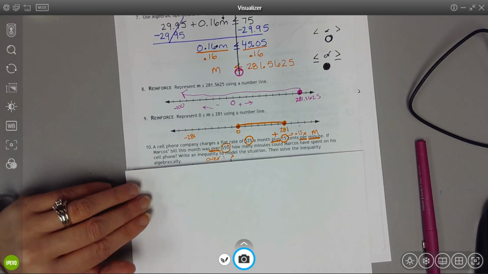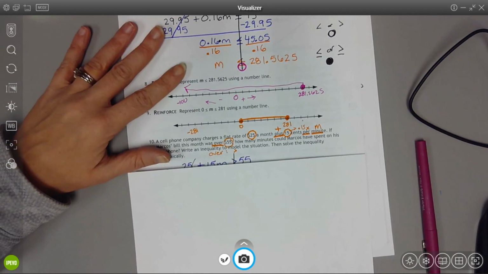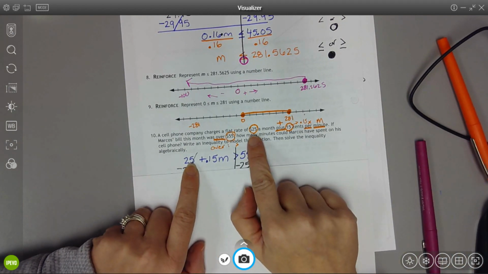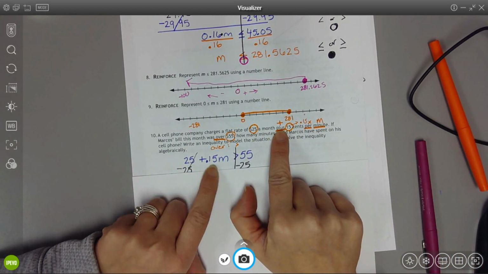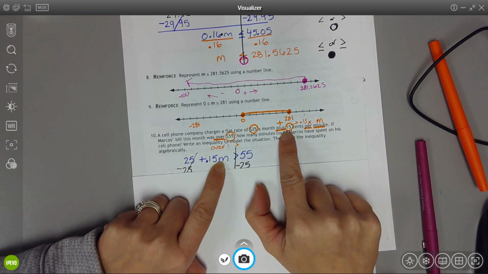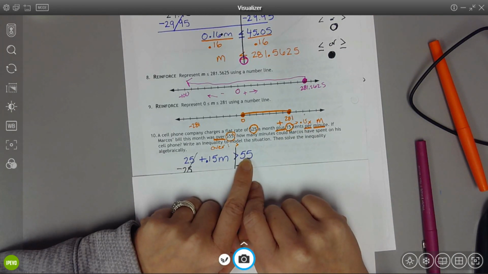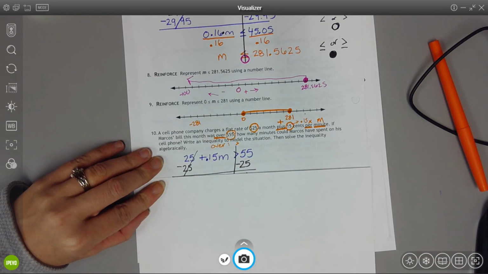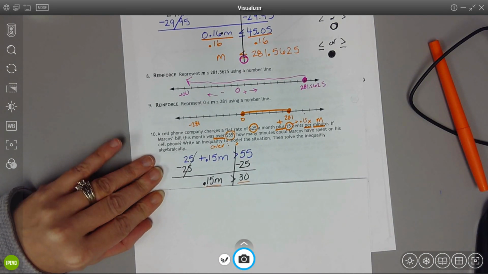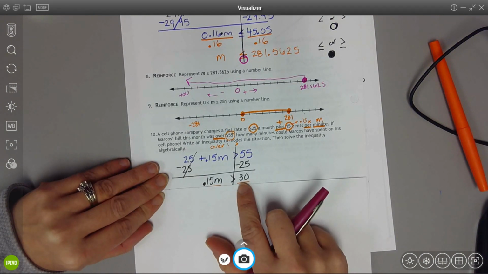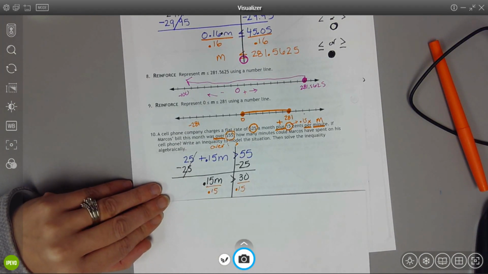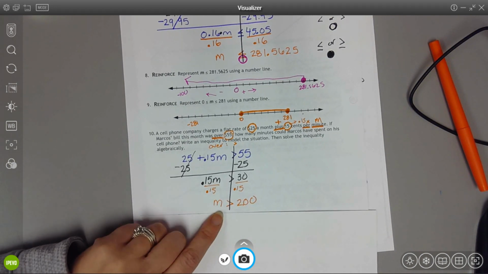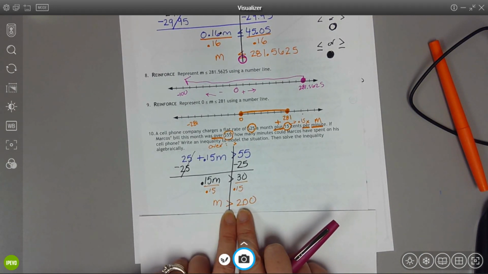Write an inequality to model the situation, then solve the inequality. So what I did here, guys, is I took what we said, 25 plus 0.15M has to be greater than $55. So I'm going to go through and solve this. Subtract 25 on both sides, and I get 15 cents M has to be greater than 30.